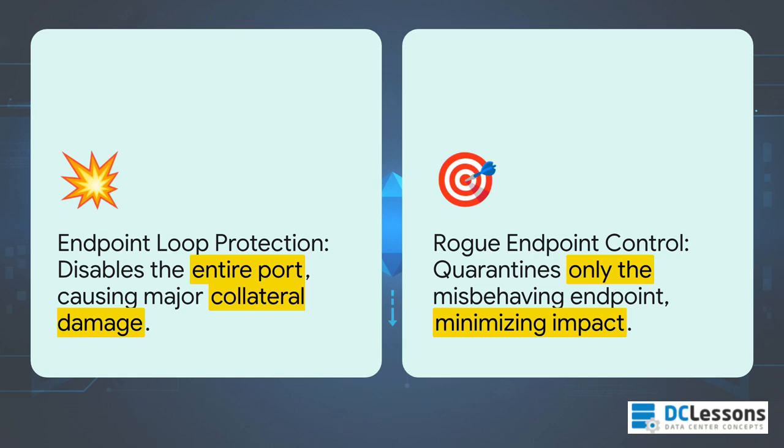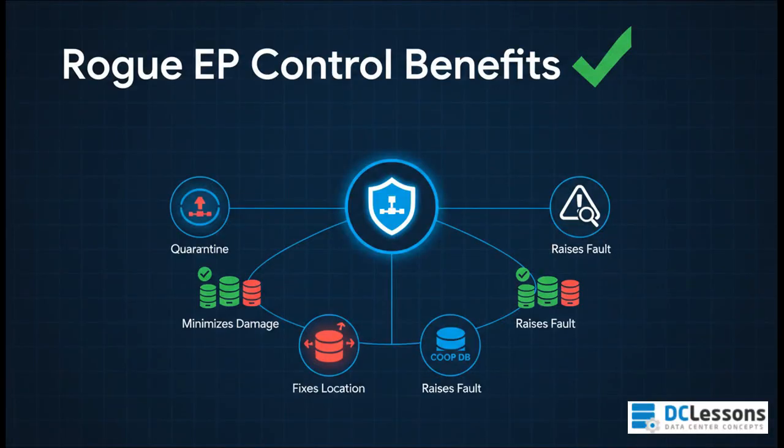Rogue endpoint control, on the other hand, is that scalpel. It just isolates the single problem, fixes the instability in the fabric, and has almost zero impact on your production services. So let's just quickly recap the benefits here.